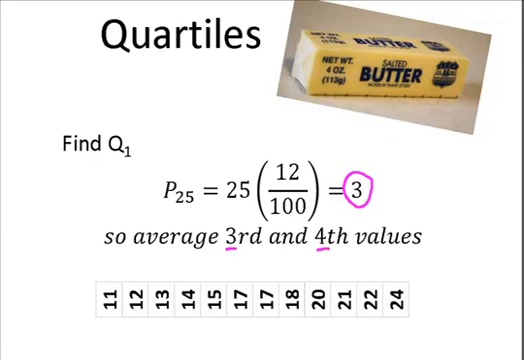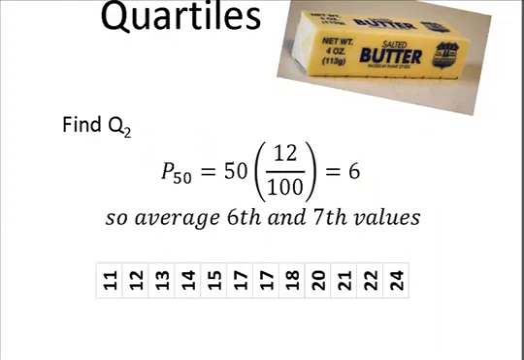I turn my data on the side, and so what I'm going to do is say this is 1, 2, and then here are 3 and 4. So I'm going to take 13 plus 14, divide it by 2, and I'm going to find that Q1 is at 13.5. It's halfway between the third and the fourth values.